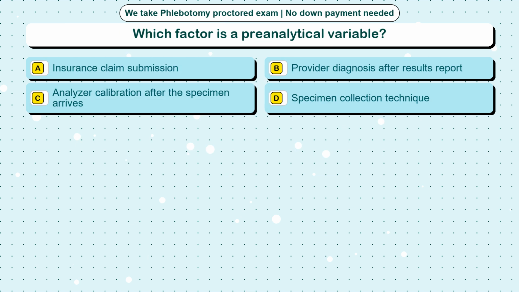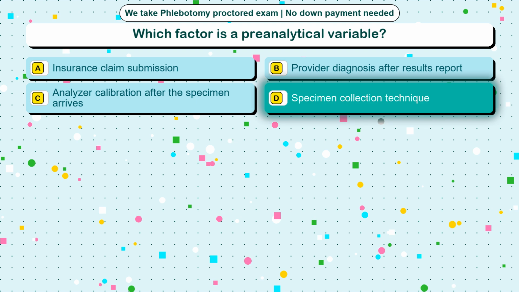Question 96. Which factor is a pre-analytical variable? Option A. Insurance claim submission. Option B. Provider diagnosis after results report. Option C. Analyzer calibration after the specimen arrives. Option D. Specimen collection technique.